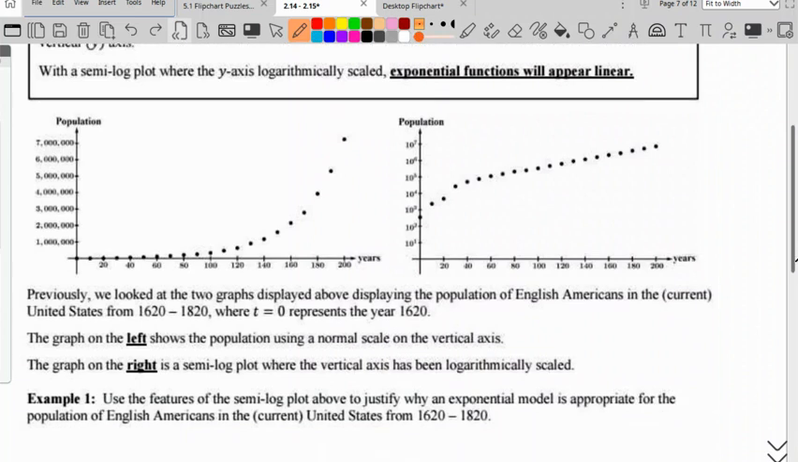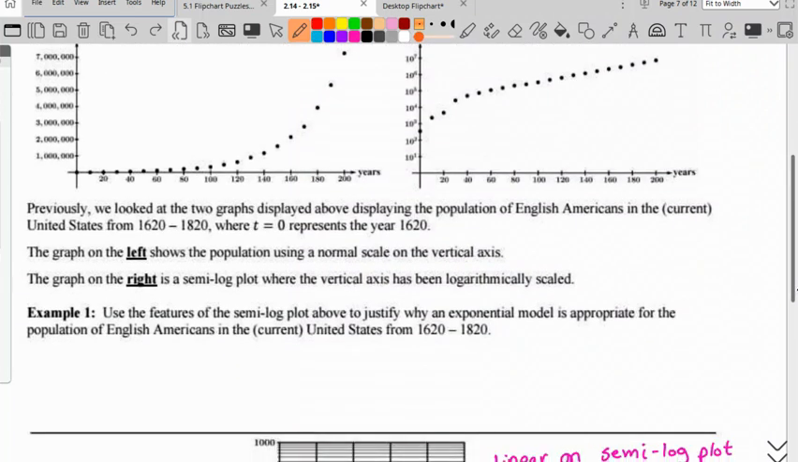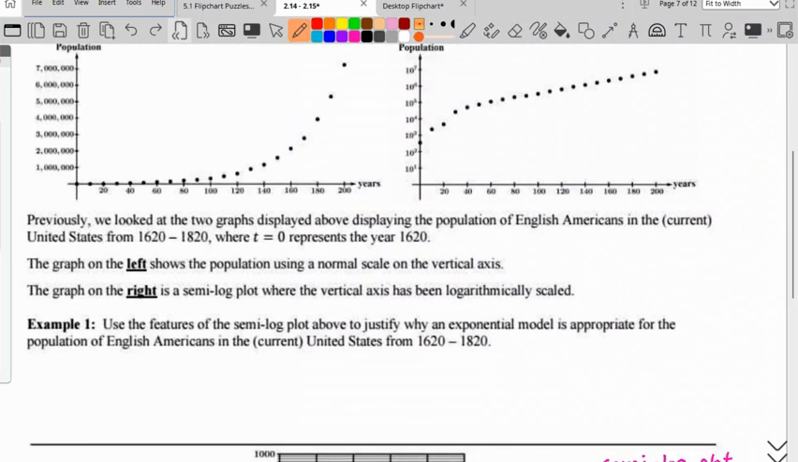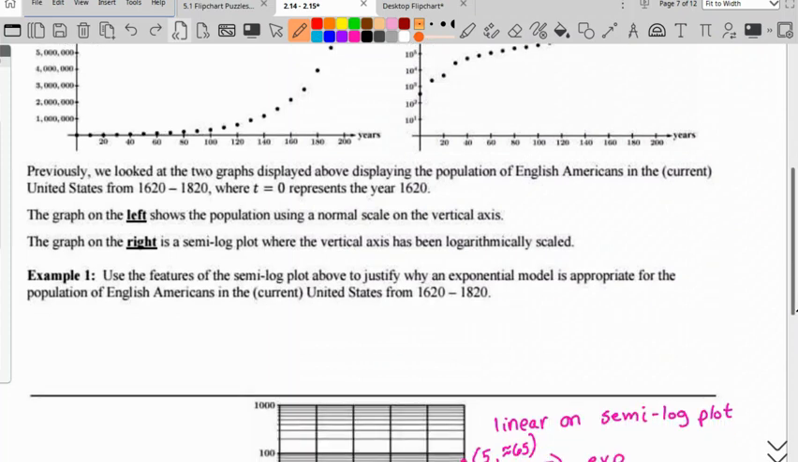All right, so previously we looked at two graphs that displayed the population. This is literally the stuff from the last notes. This is the population of English Americans in the United States from 16 to 20 on a traditional graph versus the linearization that we get when we do it on a logarithmic graph, okay? So we could have skipped all of that too.